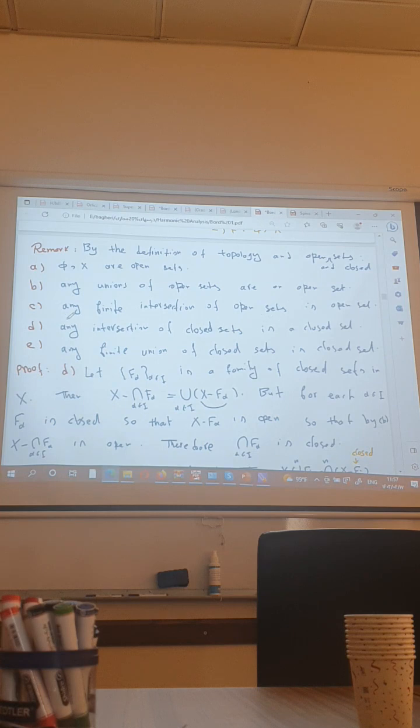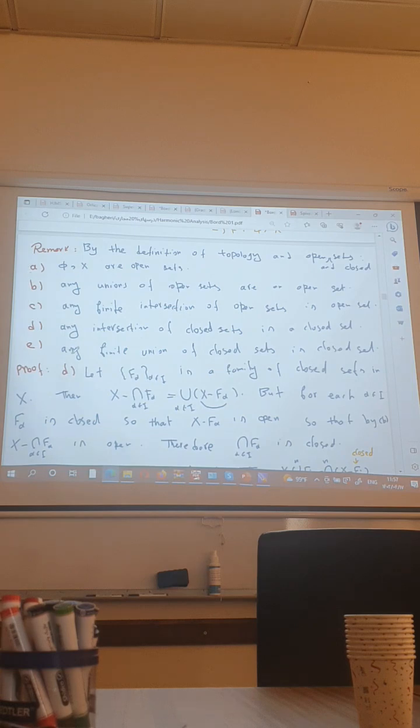Similarly, any intersection of closed sets is a closed set, and any finite union of closed sets is a closed set. We must prove only D and E, because these three are the definition of topology.